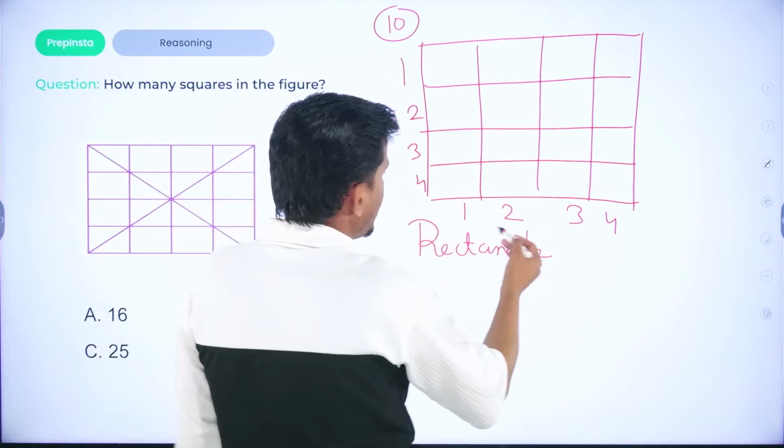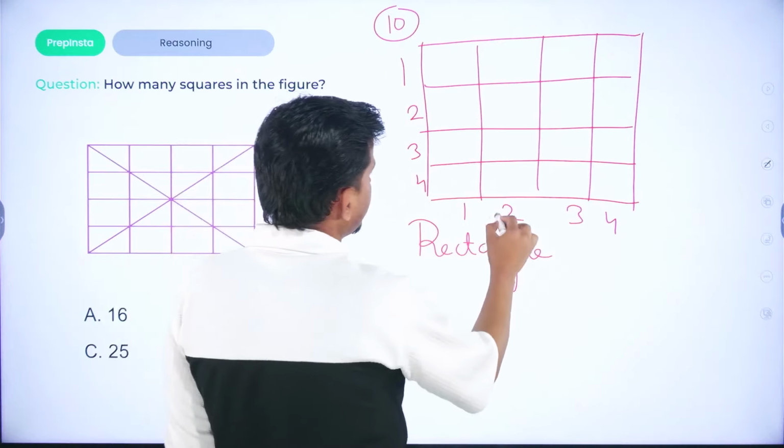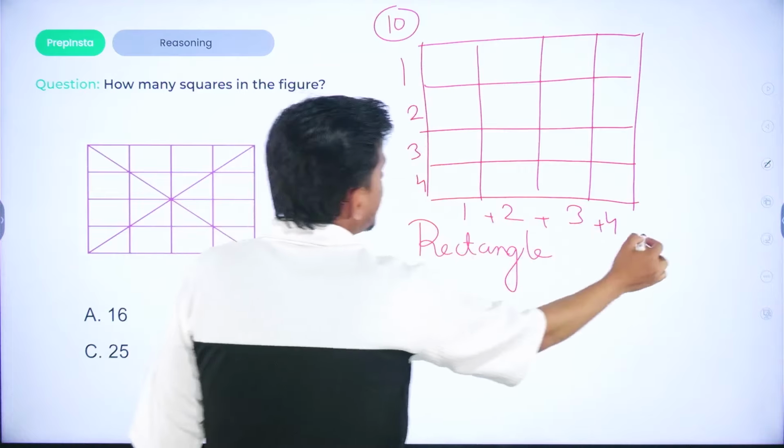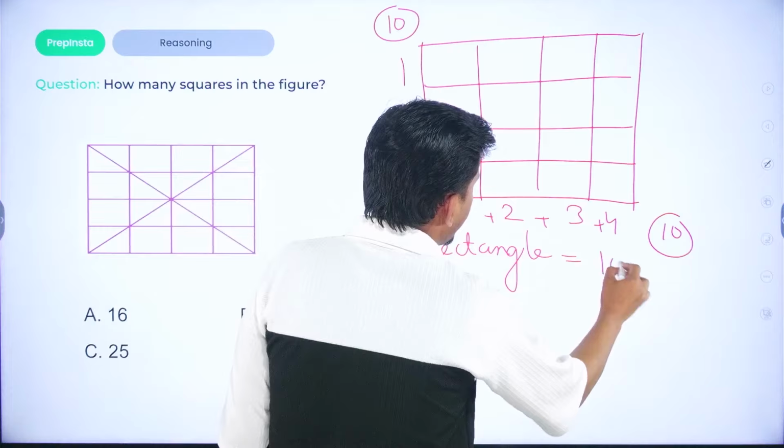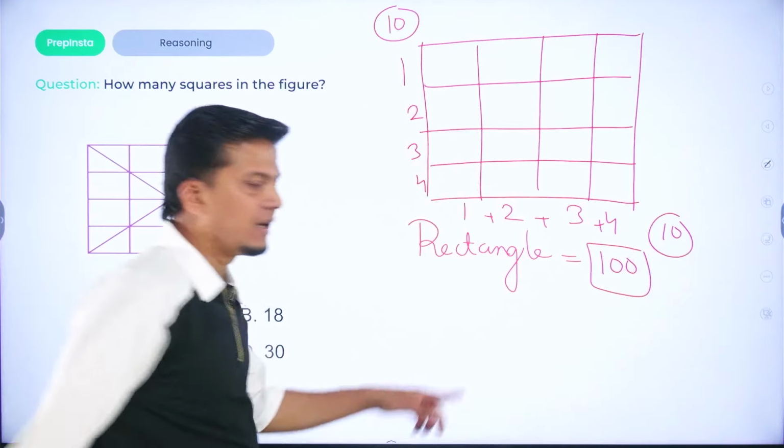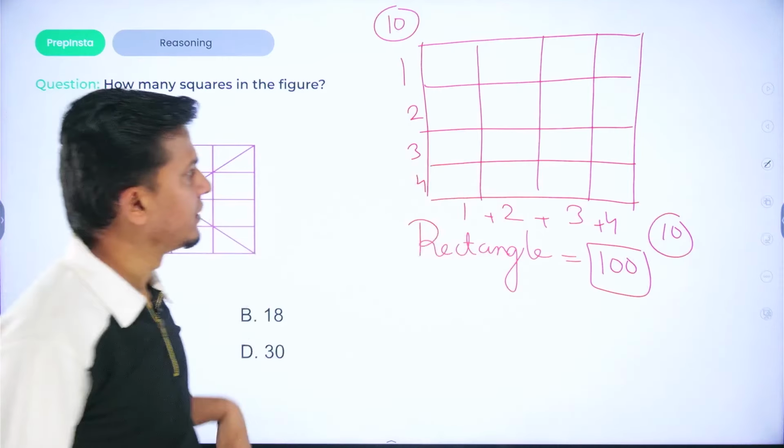From here we have to align the horizontal calculation, it would be 10. Now multiply 10 into 10, it would be 100. So the total number of rectangles would be 100 that are hidden here, right?